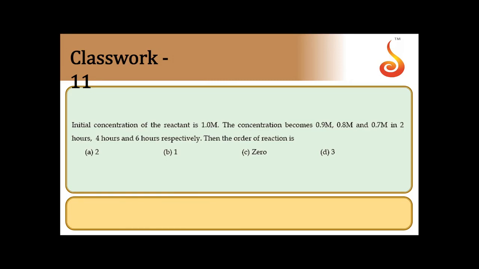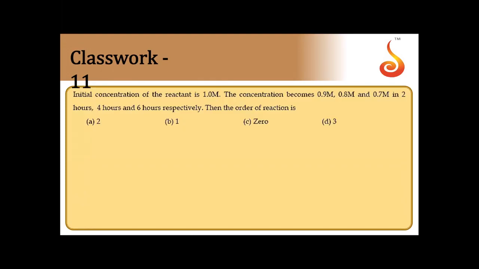The initial concentration of a reactant is 1 molar. The concentration becomes 0.9, 0.8, 0.7 in 2 hours, 4 hours, 6 hours respectively. Then what is the order of reaction? Now the concentrations are given like this. Initially it is 1, then it becomes 0.9, then 0.8, then 0.7.